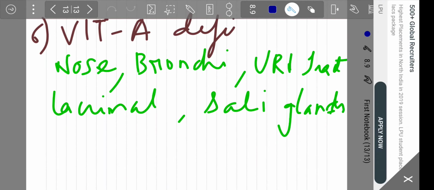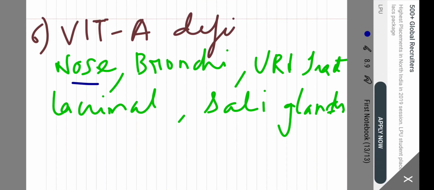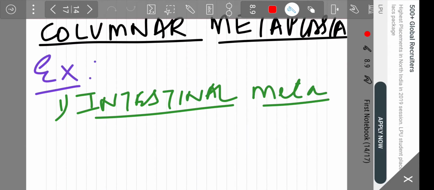In vitamin A deficiency, apart from xerophthalmia, this squamous metaplasia is seen in the nose, bronchi, urinary tract, in lacrimal and salivary glands. The examples are very important from the examination point of view.